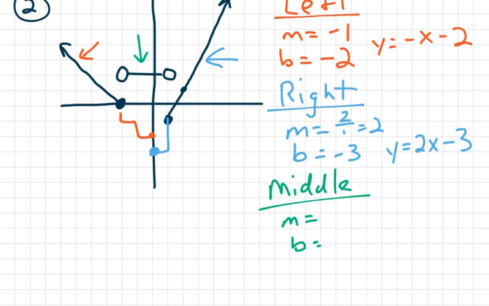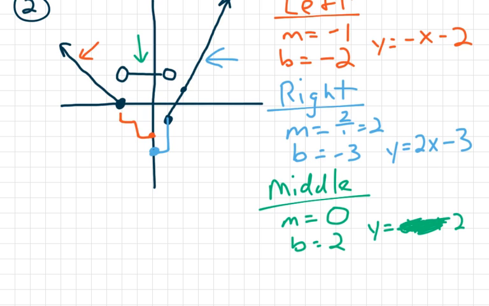So the slope, this is a horizontal line. The horizontal line always has a slope of 0. Okay, and then the question becomes, where does it cross the y-axis? This time we can actually tell that. Looks like it crosses the y-axis at 2. Okay, so our equation, y equals 0x plus 2, and 0 times x is really just 0, so all you need to do is write the number where it crosses the y-axis, y equals 2.